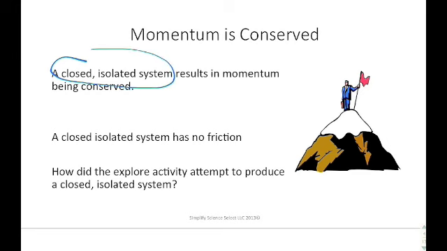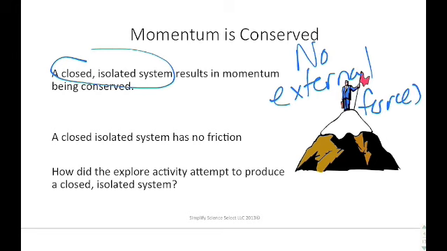Now, a closed isolated system is one in which there are no external forces. And by external forces, we mean things like friction, air resistance, outside forces like somebody coming and touching it. All those things are considered to be external forces. A closed isolated system particularly has no friction. That's a situation in which momentum is conserved.